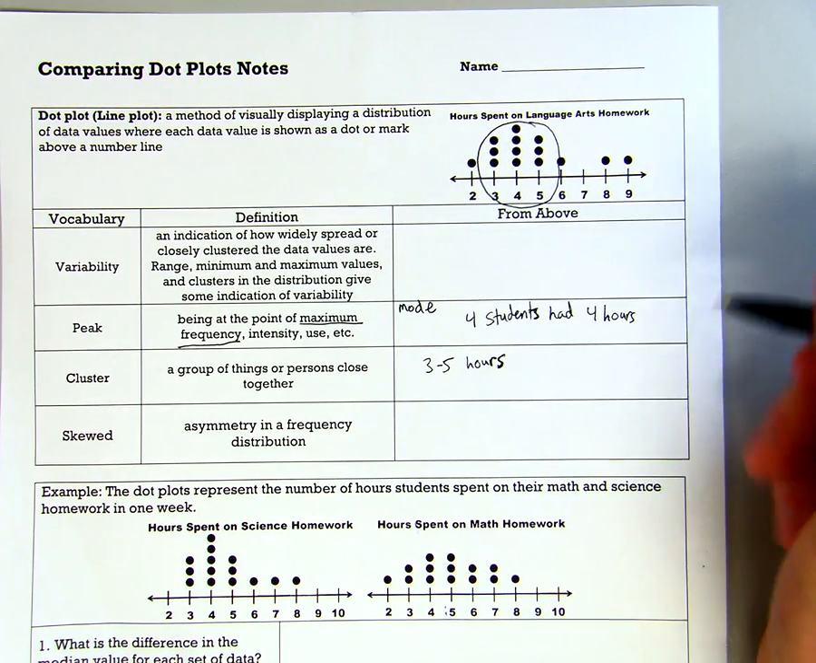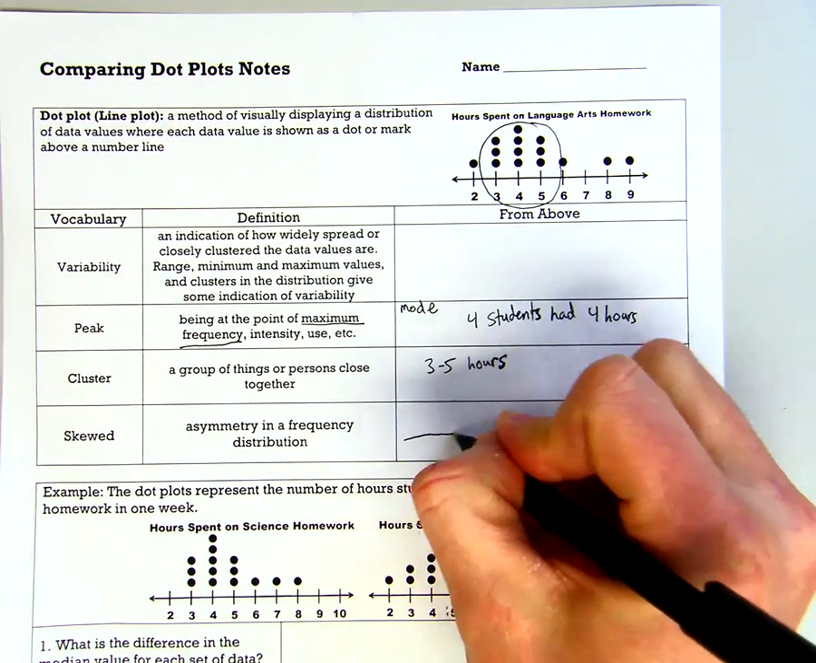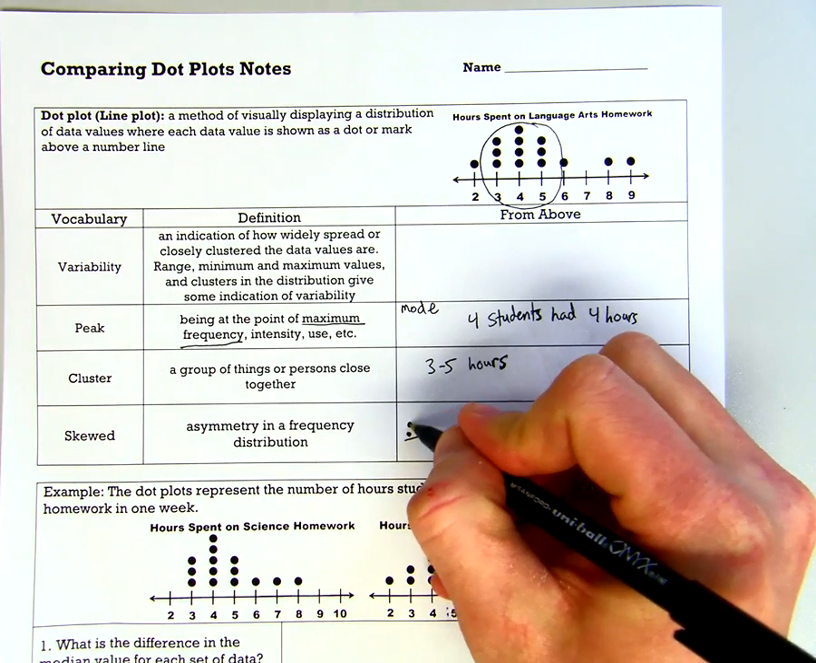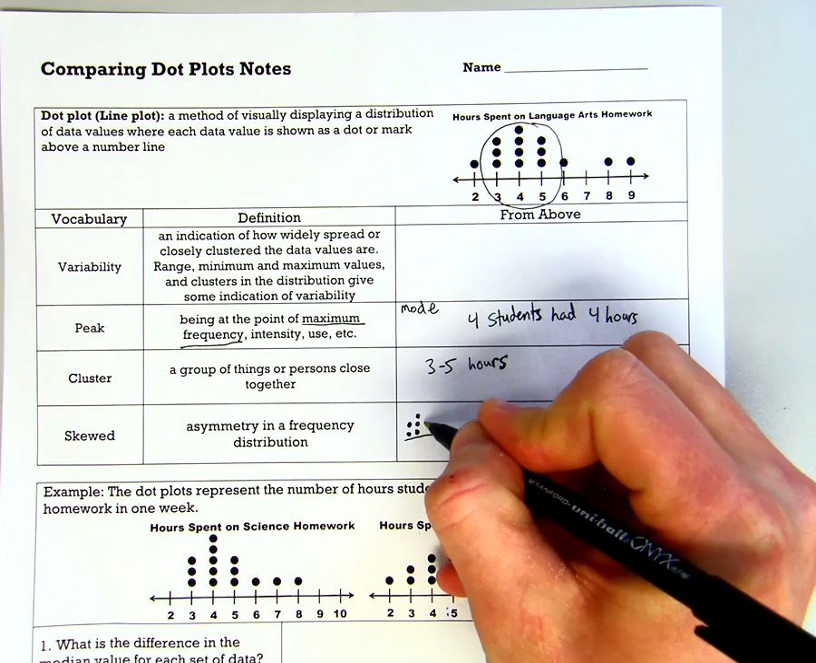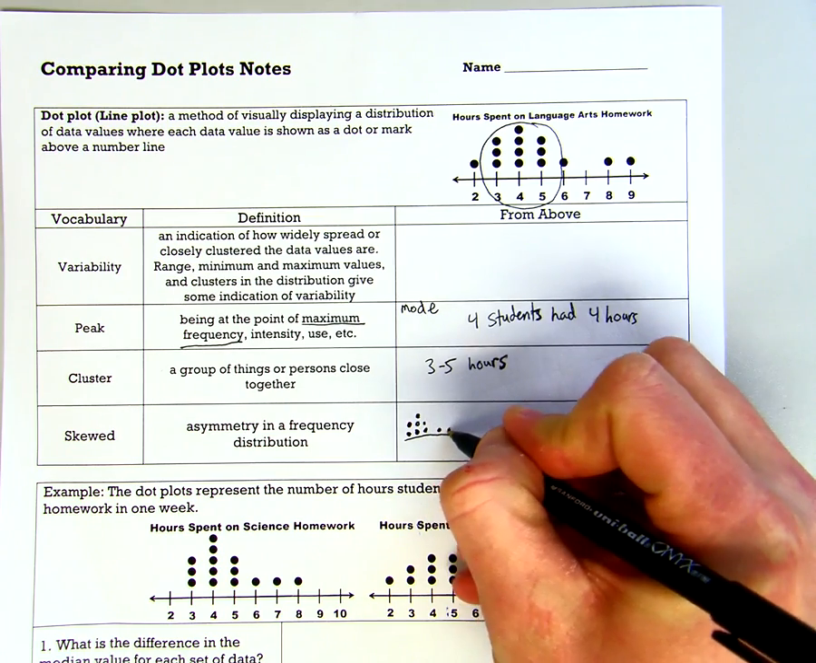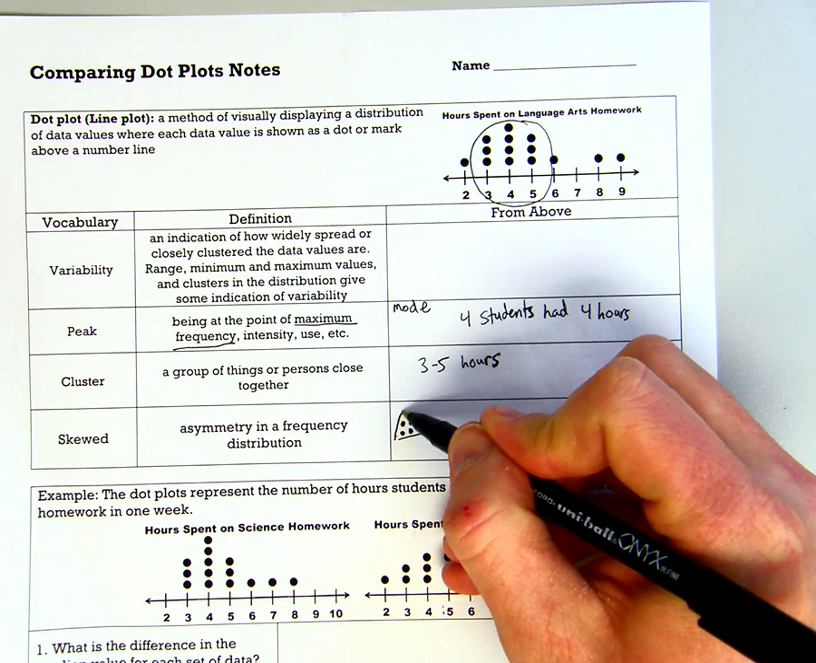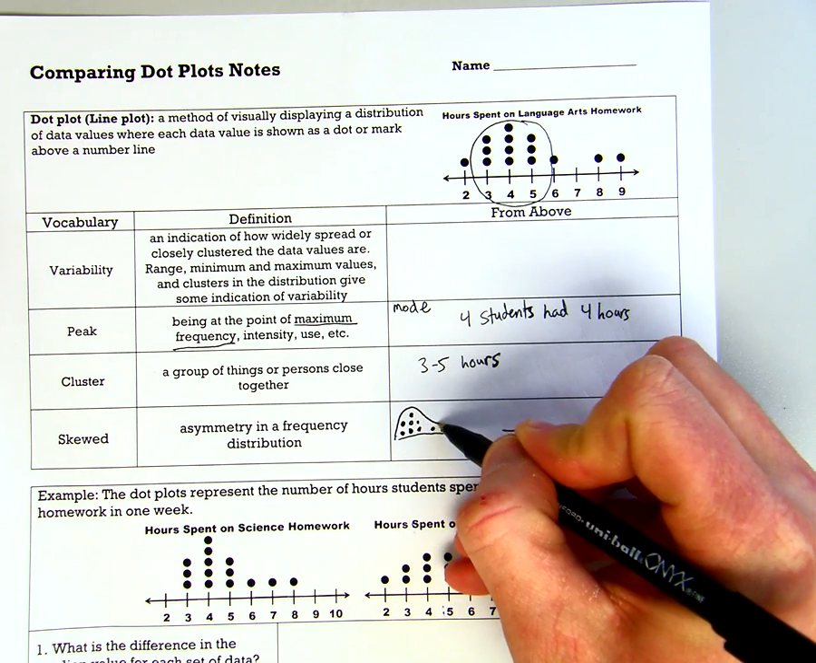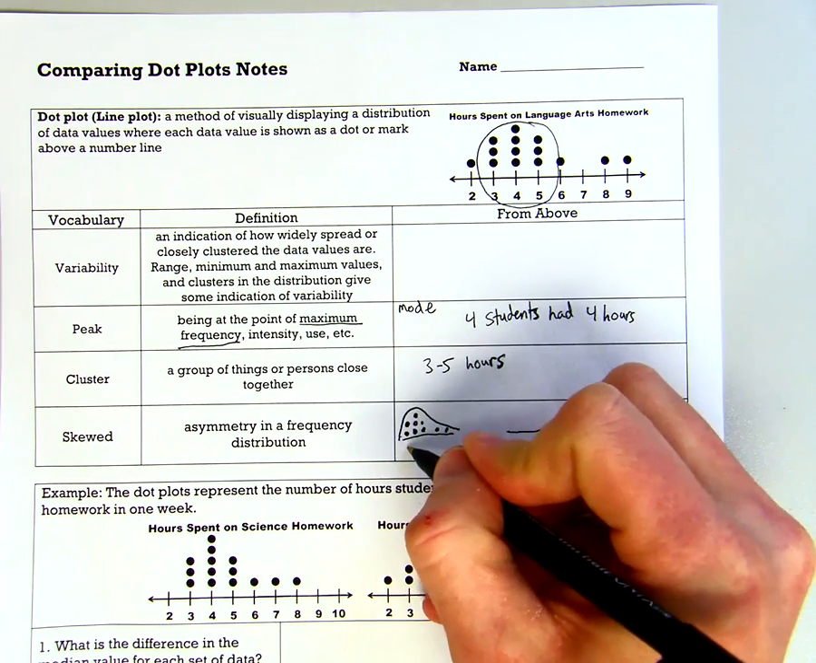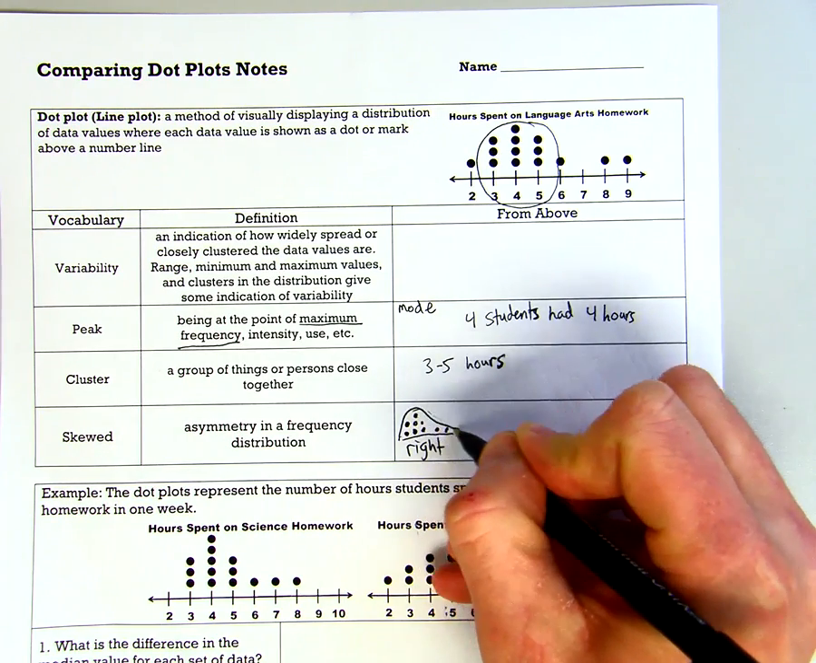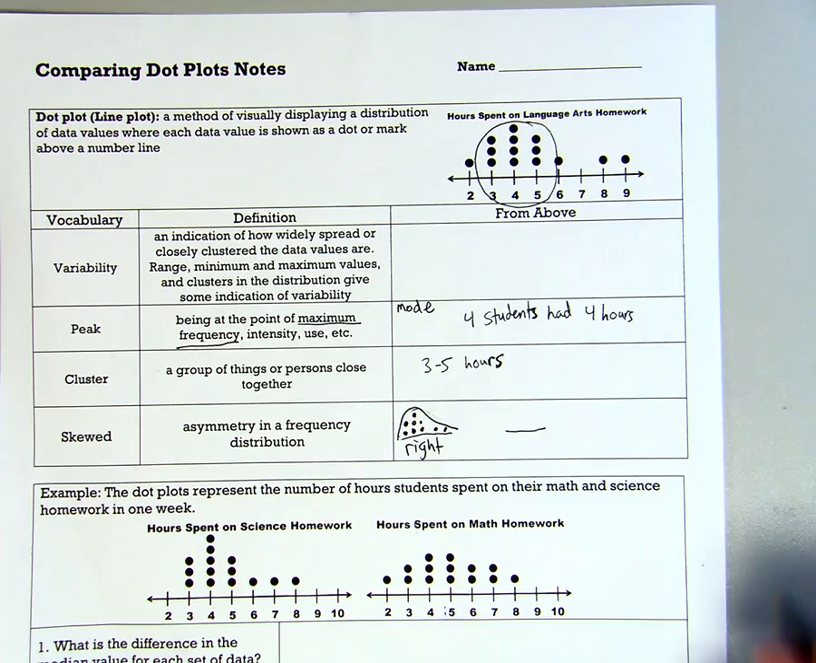Alright, then the last thing we have is skewed. If we talk about a few examples here, we can make any dot plots that you want. Okay, this one's very similar to the one we have up there. If it has a large number at first and then it kind of goes downward, this is skewed to the right. Meaning we're going downward to the right.